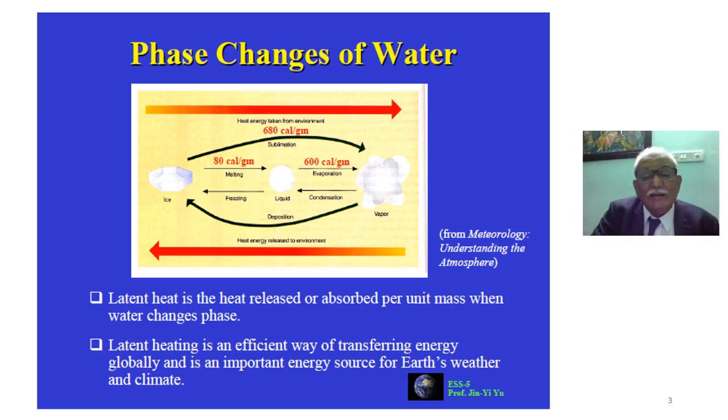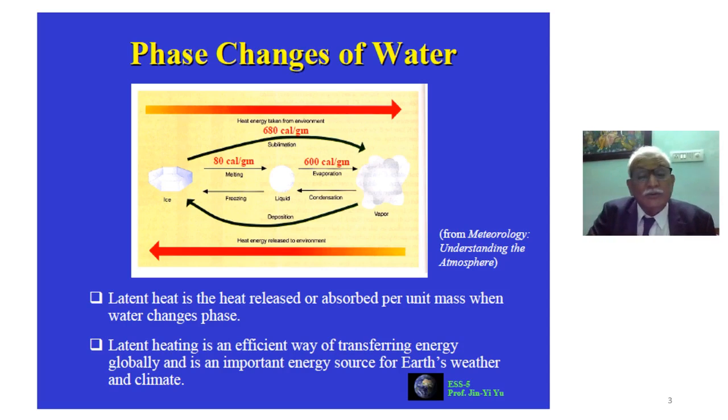Latent heat is the heat released or absorbed per unit mass when water changes phase. Latent heating is an efficient way of transferring energy globally and is an important energy source for Earth's weather and climate. Even in the radiation balance, Rn is equal to LE, latent heat of vaporization, plus H, sensible heat, plus G, ground heat flux, plus miscellaneous, that is the energy utilized in photosynthesis, which is the organic matter, that's what I told.